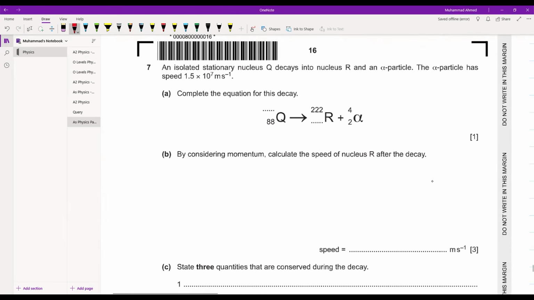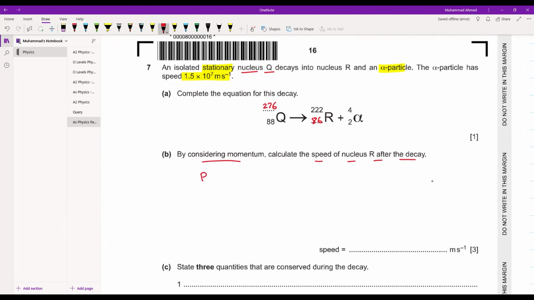An isolated stationary nucleus Q. Okay, the word stationary is very important here. It decays into nucleus R and an alpha particle. The alpha particle has a speed of this. Okay. Complete the decay equation. When an alpha particle decays, your mass number decreases by 4. So this will become 226. And your proton number decreases by 2. This will become 86. By considering momentum, calculate the speed of nucleus R after decay.